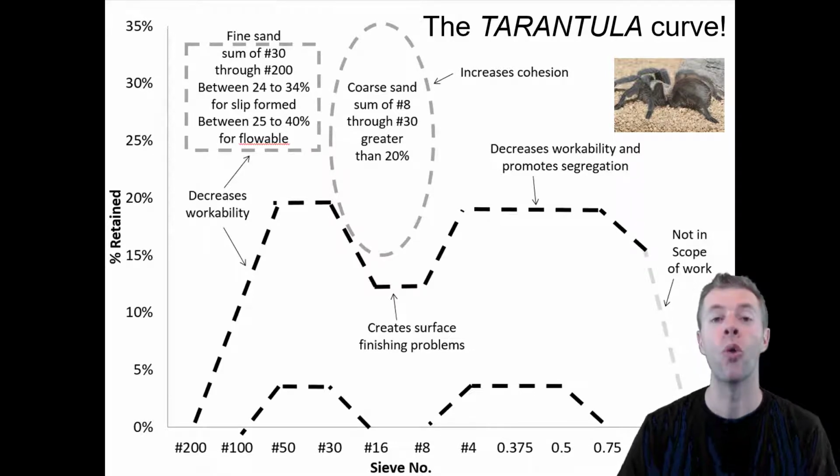And you might say, why is it called the tarantula curve? Well, we think it looks like a tarantula. That's a big spider. We think these are the legs of the spider. This is kind of the head and the body, and this is the bottom part of the spider. And since we developed it, we can name it whatever we want.